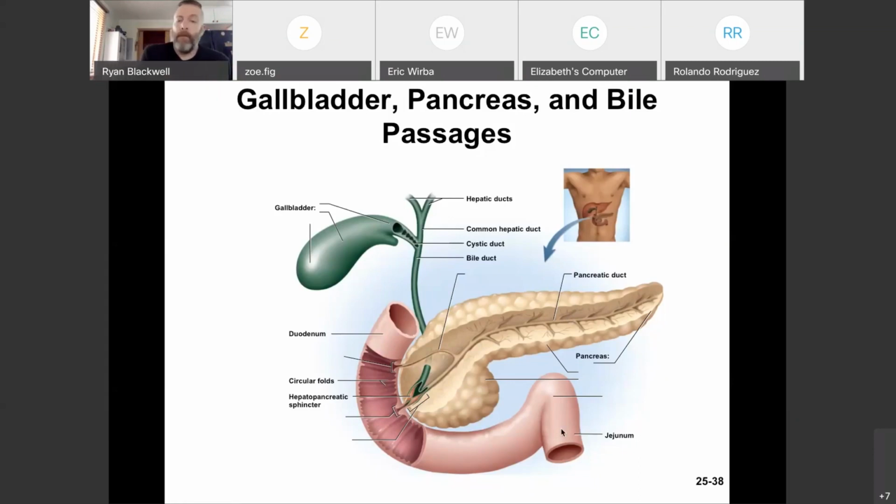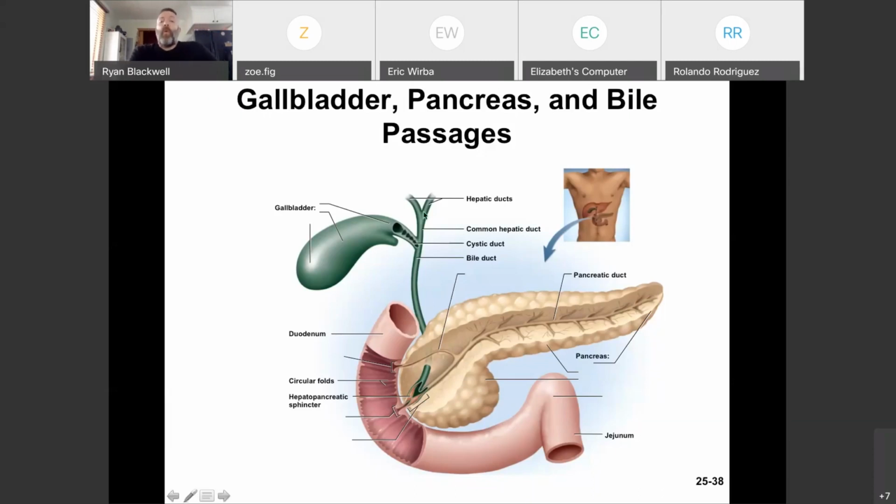Ryan, this is Rolando. Hi, Rolando. Question: in the stomach, when you mentioned that the stretch receptors trigger a release, is that a similar mechanism here in the duodenum?